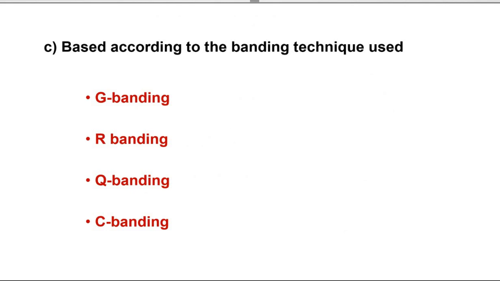Now, the third type of classification followed is according to the banding technique used. Don't put your heads much into the procedure of banding of each type, because you just need to know it superficially. Right? What are the examples of it? According to the banding technique used, they fall under G banding, R banding, Q banding, and C banding.